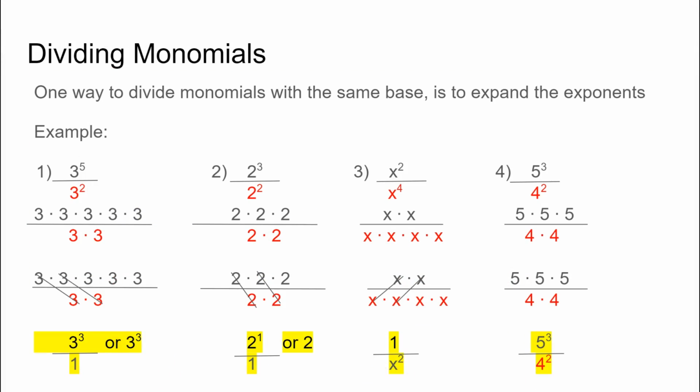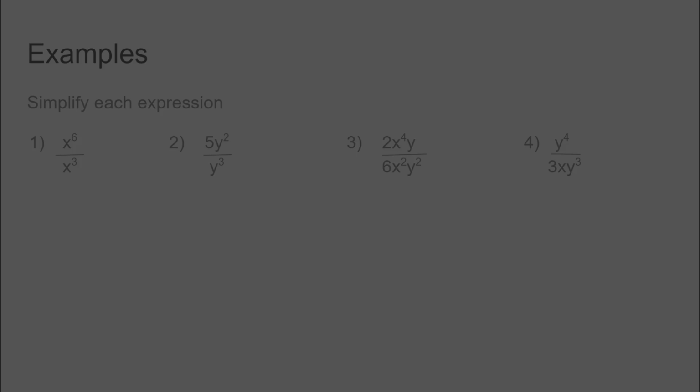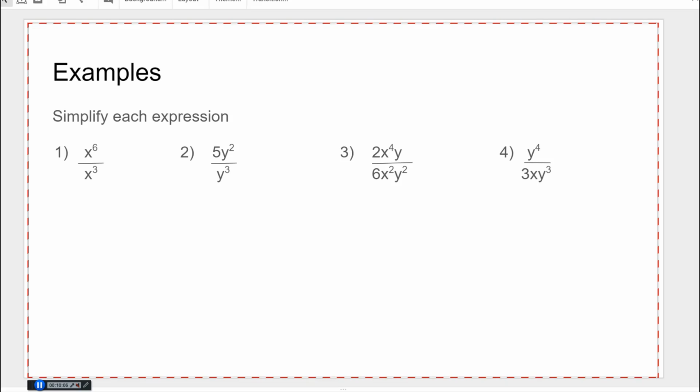Let's take a look at some more examples. Simplify each expression. So first we're going to check that the bases match. X to the 6th over x to the 3rd. They are the same base. So then I look, okay, it's bigger in the top, so I know that the x is going in the top. Then I subtract, and I get x to the 3rd over 1, or just x to the 3rd. Remember, you have to have a numerator, but you don't have to have the 1 in the denominator.